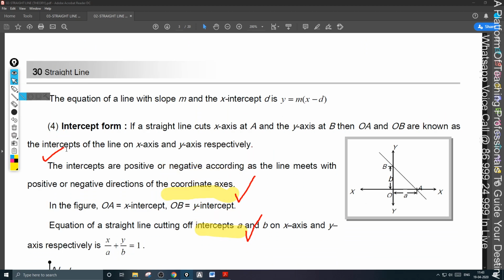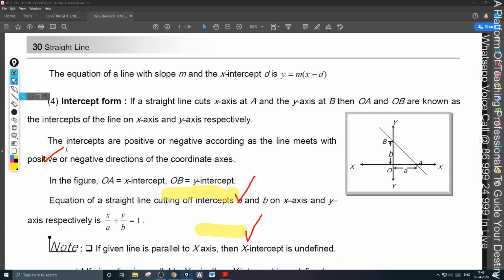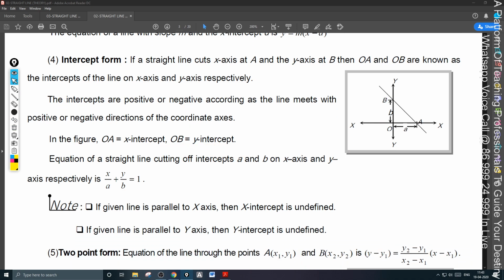The equation of the line in the intercept form is x by a plus y by b is equal to 1, where a and b are the x and y intercepts.